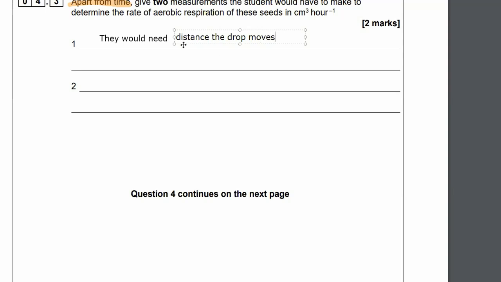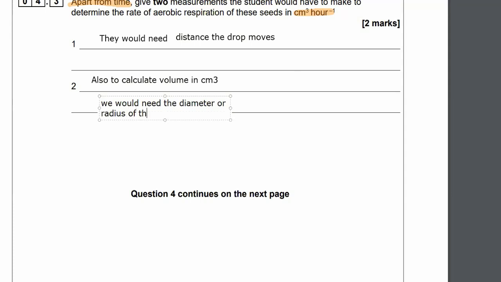So if you need to work out the centimeter cubed, what do you need? To work out volume, what do you need? You need the length. Remember, this is in a tiny tube, so it's in a cylinder. How do you work out the volume of a cylinder? We're going to need the length of the tube, and we're going to need the diameter or the radius of the tube. So if you want to work out the volume of that cylinder, that's what we're going to need. And then we can do the rate or the volume of gas per hour.